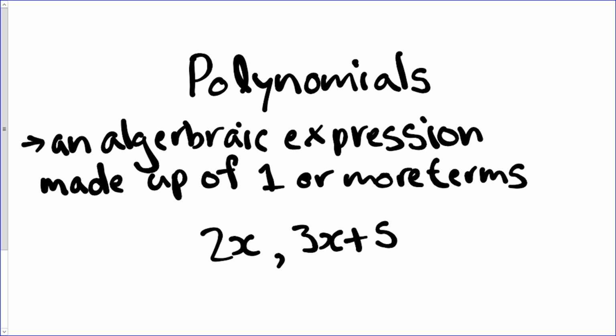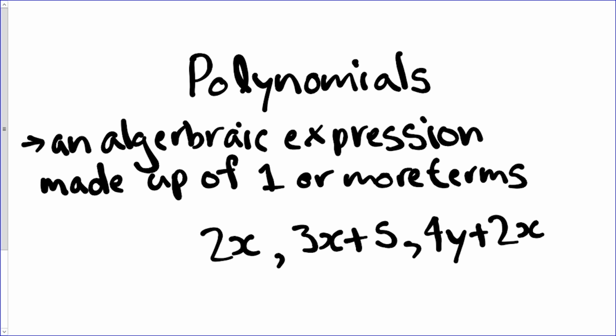Let's write down just one more example. Let's write down 4y plus 2x. That actually is a polynomial. Yes, it has more than one variable. That's true, but it's still a polynomial because it has variables and it's made up of one or more terms, and they, in this case, are separated by addition operators.